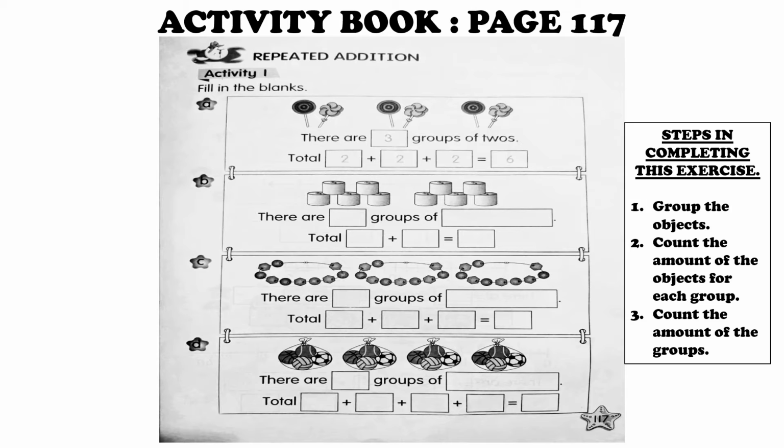We're going to read the instruction, which is fill in the blanks. Isi tempat kosong. Okay. Steps in completing this exercise. Number 1, you need to group the objects by drawing a circle. Number 2, you need to count the amount of the objects for each group. Lastly, you need to count the amount of the groups. Look at the first question, question A.